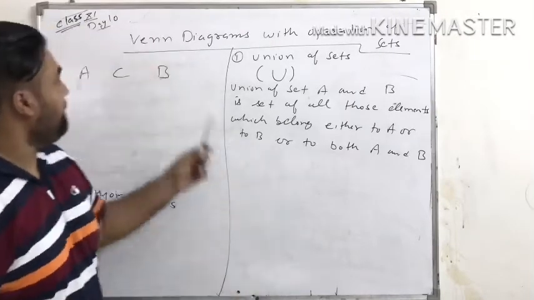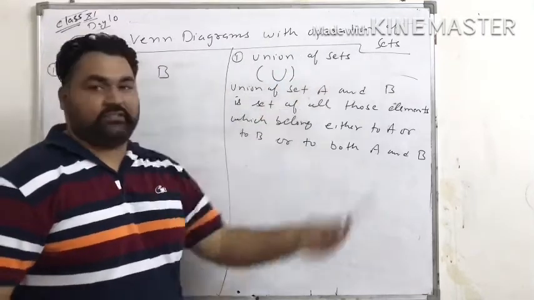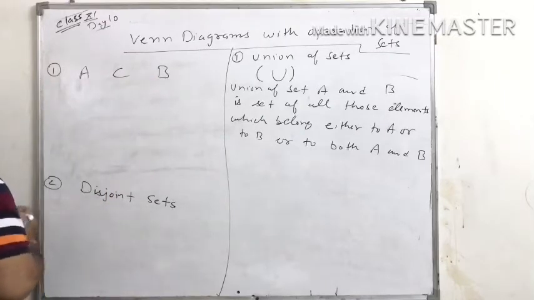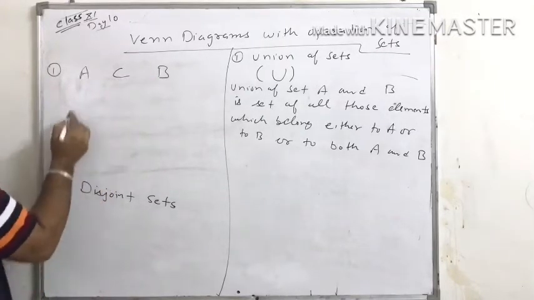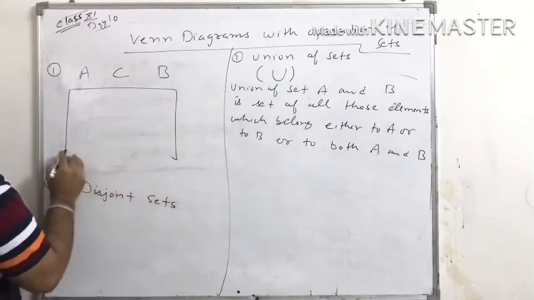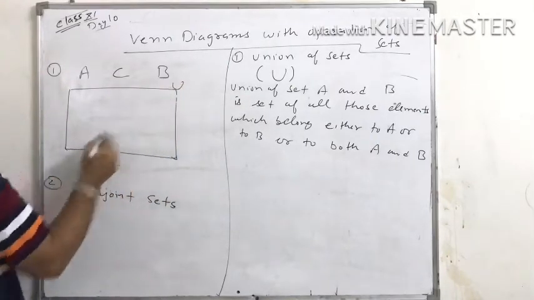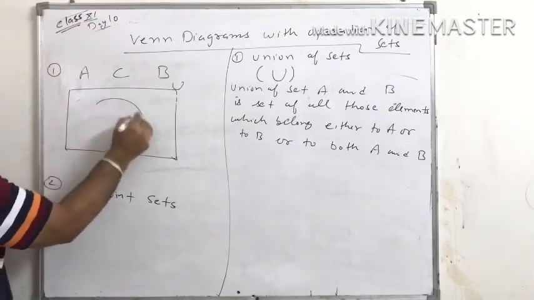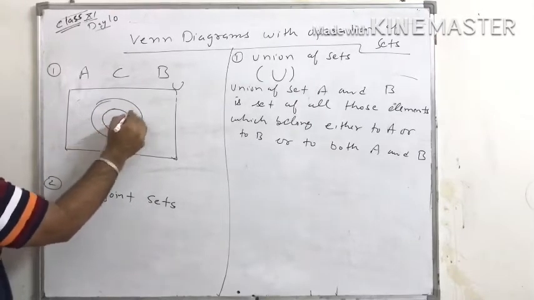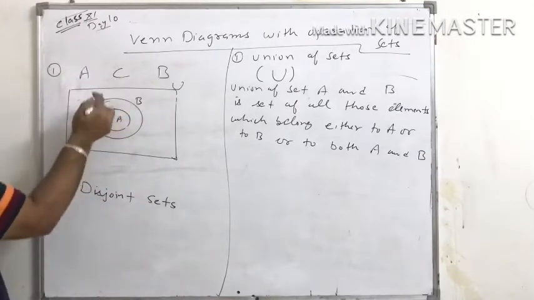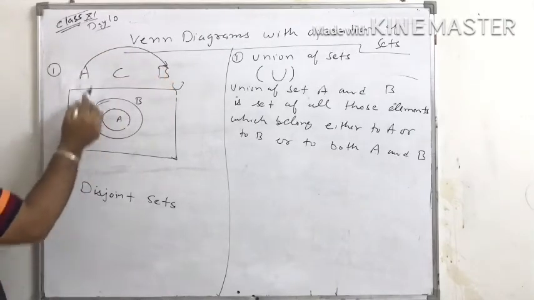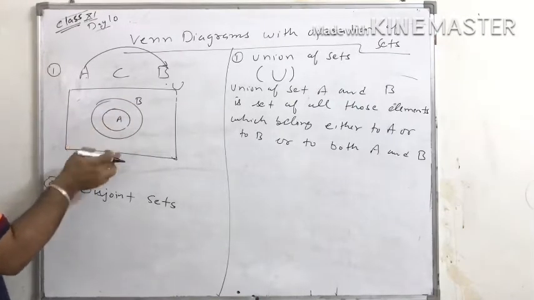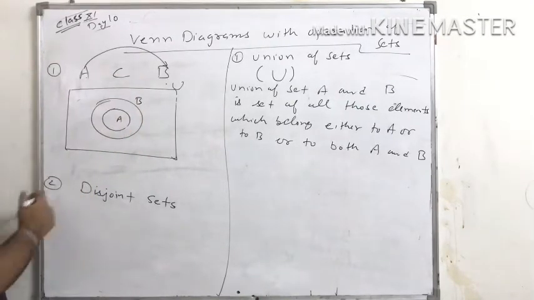The next concept is Venn diagrams with operation of sets. First of all, if A is a subset of B, how can we represent A is a subset of B through Venn diagrams? So this is a universal set. Now A is a subset of B means A is contained in B. All the elements of A are in B. So in this way we can represent A is a subset of B.